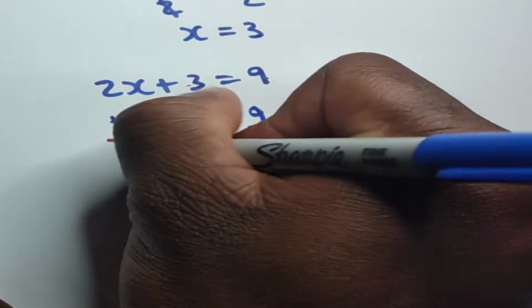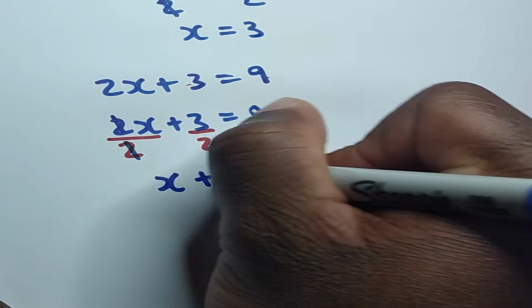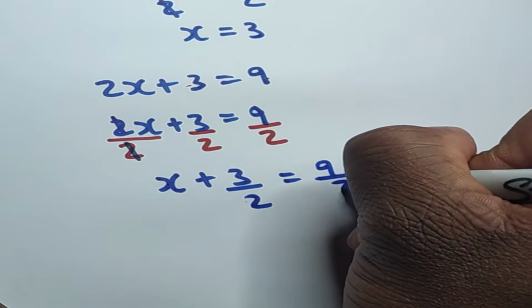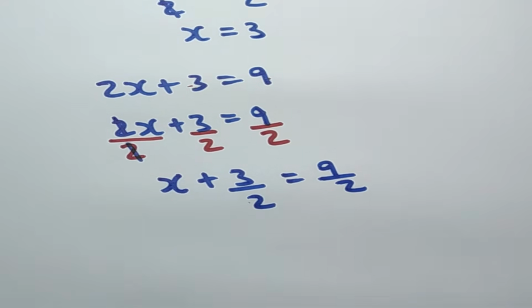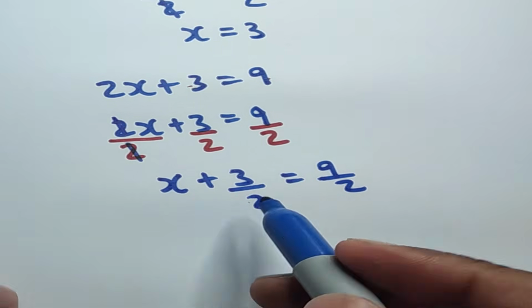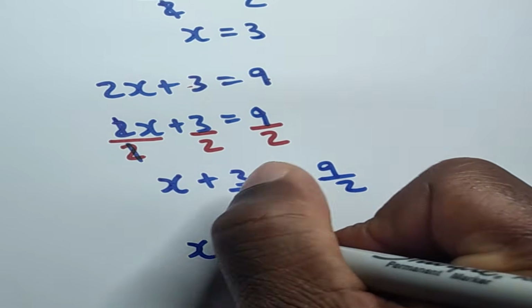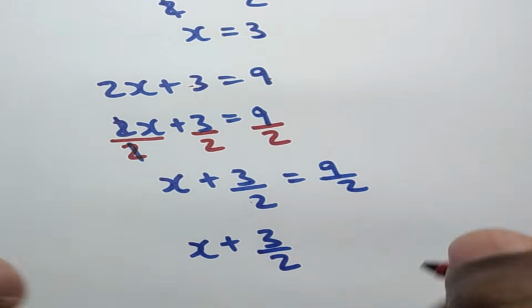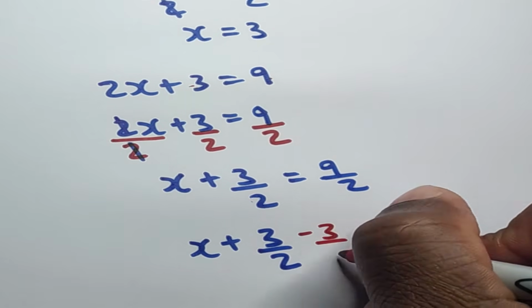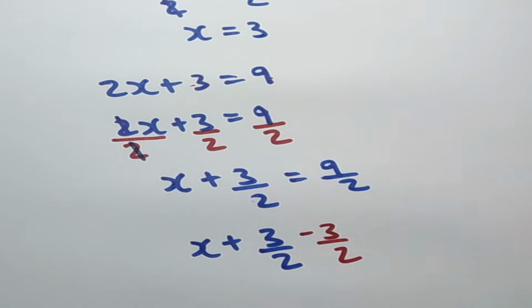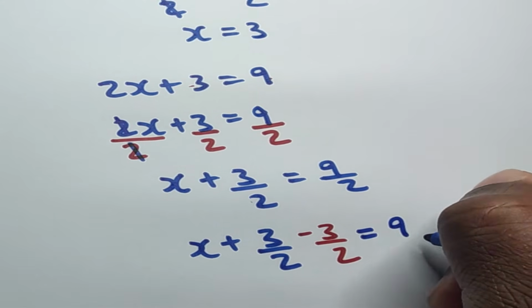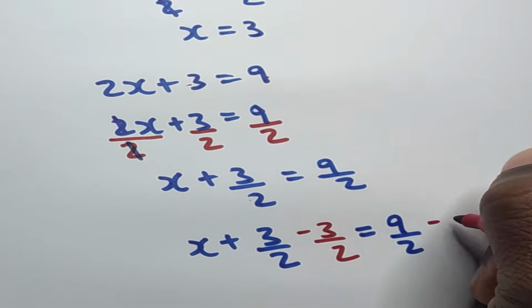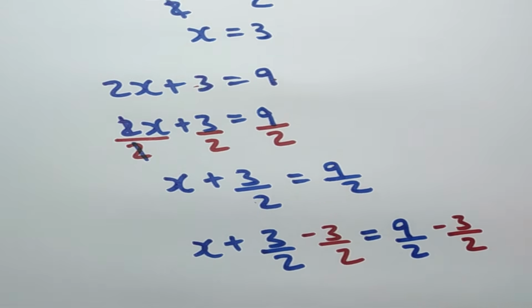Now I can use 2 to cancel 2, and then I'm left with x plus 3 over 2 is equal to 9 over 2. Alright, now what is the next step? I can now get rid of this positive 3 over 2 by simply doing the opposite of the operation that is taking place. So what is the opposite of positive 3 over 2? Negative 3 over 2. And if I minus 3 over 2 on this side, I'm also required to do the same thing on the other side to keep the equation balanced. So I have to minus 3 over 2 on that side as well.